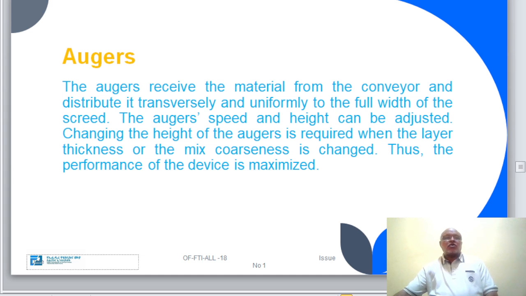Auger. The auger receives the material from the conveyor and distributes it transversely and uniformly to the full width of the screed. The auger's speed and height can be adjusted. Changing the height of the auger is required when the layer thickness or the mix coarseness is changed. Thus, the performance of the device is maximized. The start and stop of the auger's operation as well as the rotating velocity are determined by the operator.